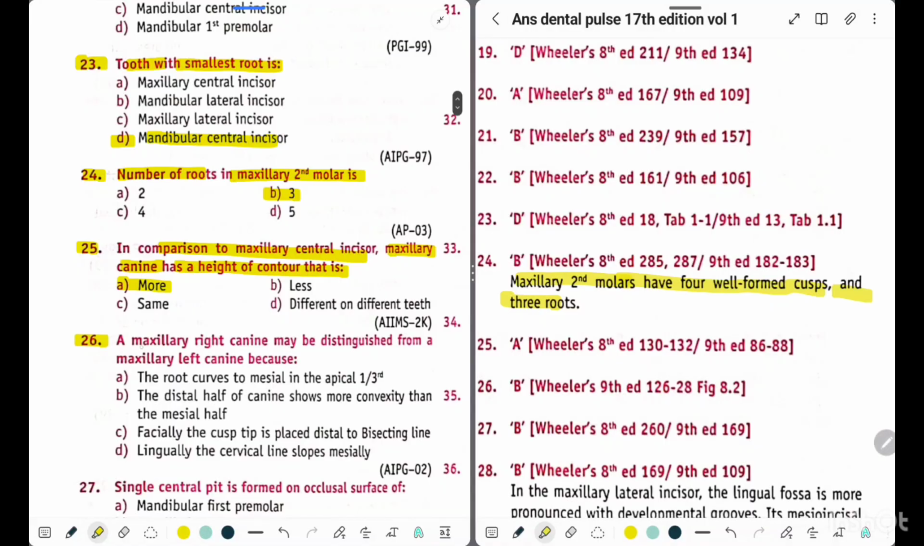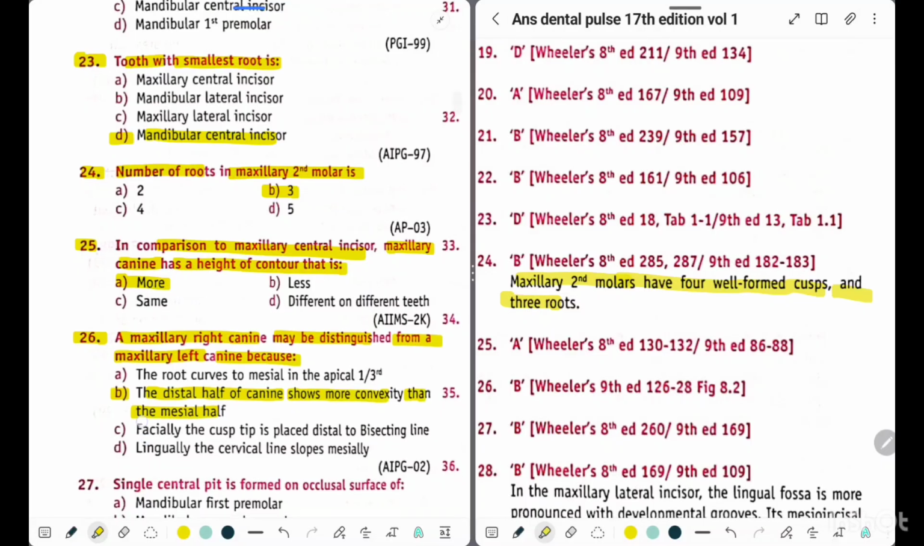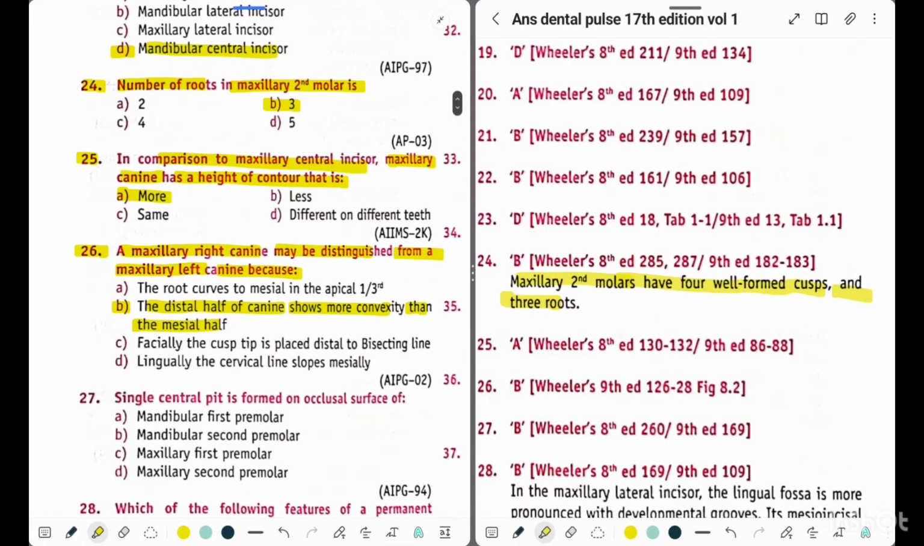Question 26. A maxillary right canine may be distinguished from a maxillary left canine because. Its answer is the distal half of the canine shows more convexity than the mesial half. So in this way we can distinguish maxillary right and maxillary left canine.